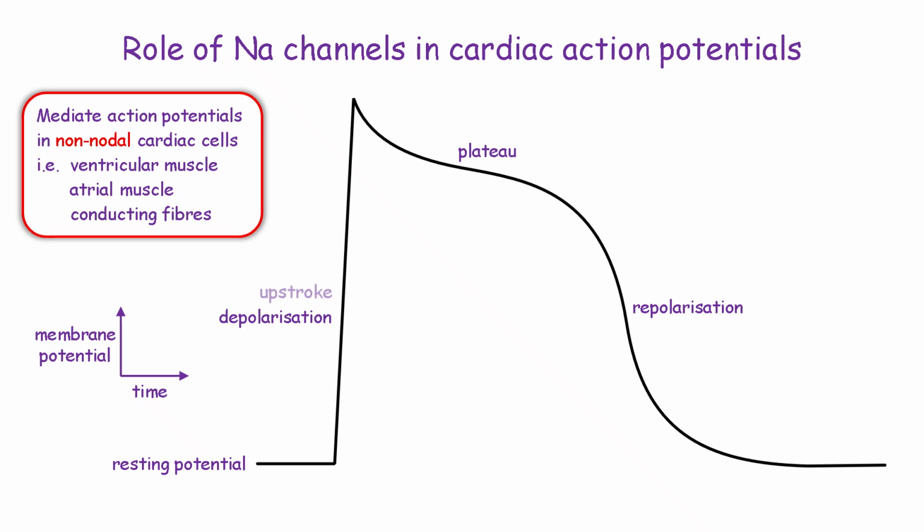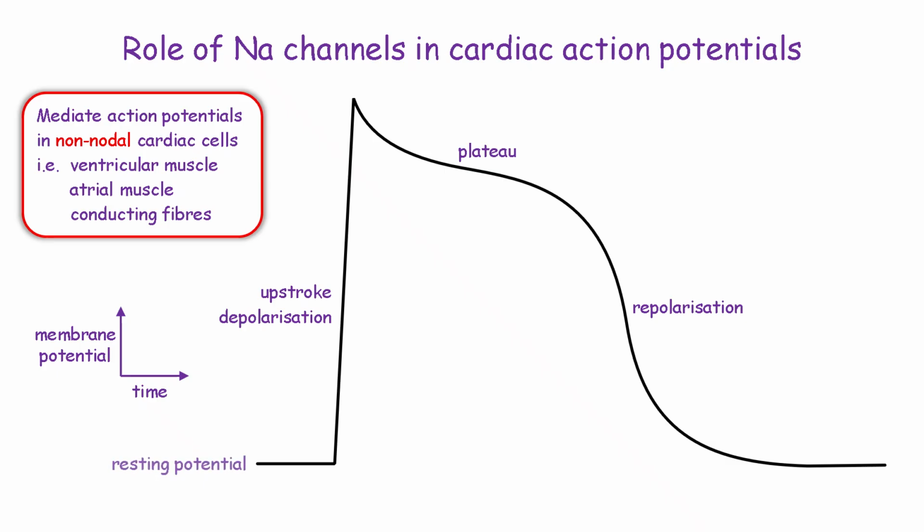After reaching a peak, the membrane potential declines to a plateau which lasts around 200 milliseconds before the cell repolarizes back to its baseline. Between action potentials, the cell maintains a stable resting membrane potential of around -90 millivolts.